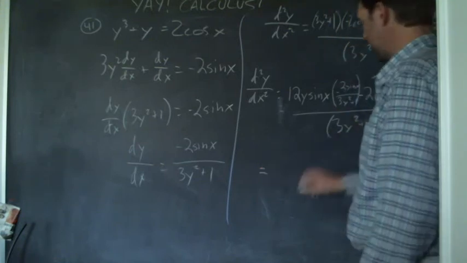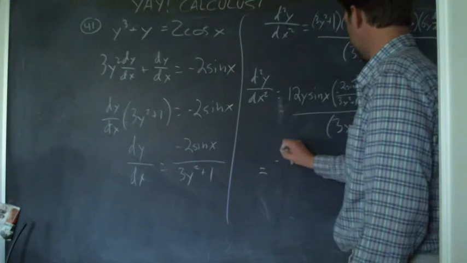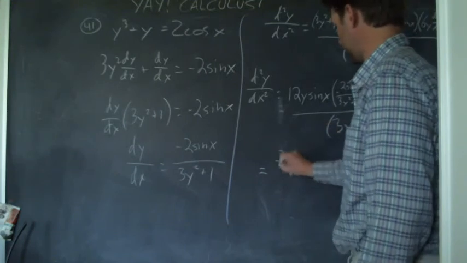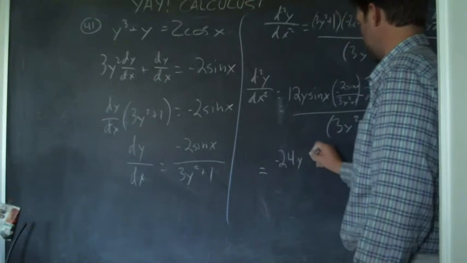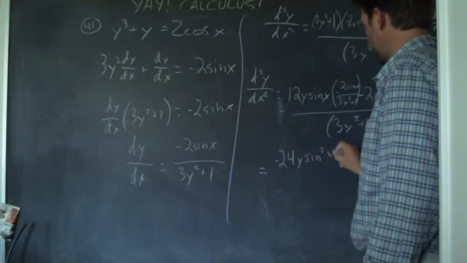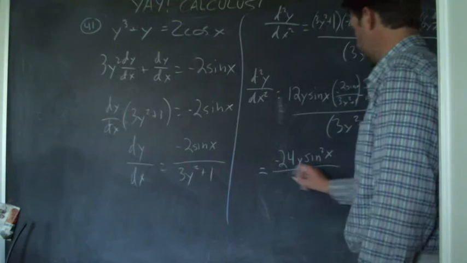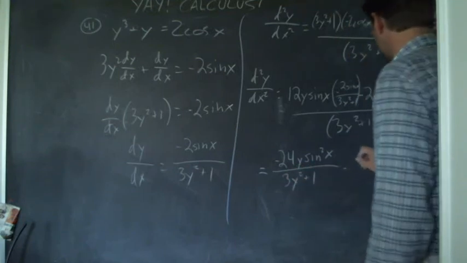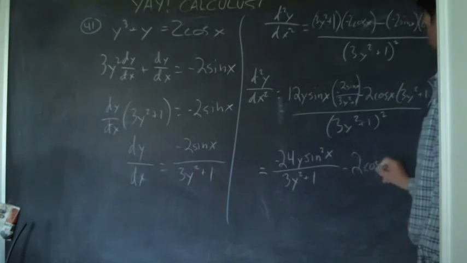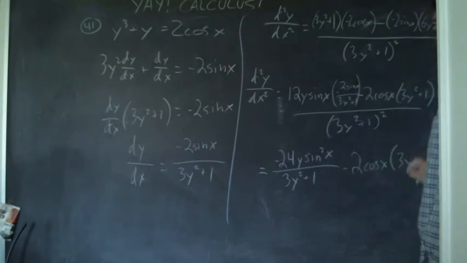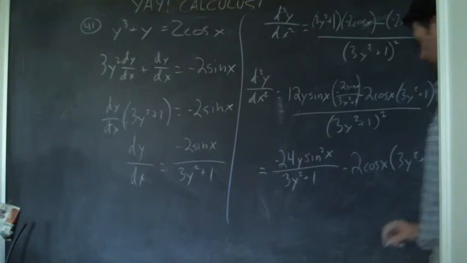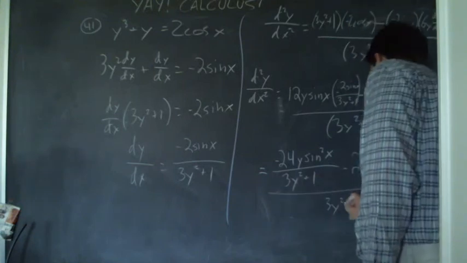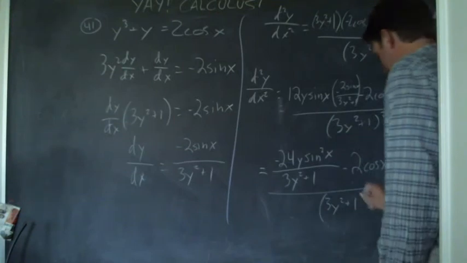So we'll put these up top. Sorry, this goes up top. So negative 24 y sine squared of x all over 3y squared plus 1, and minus 2 cosine x times 3y squared plus 1 all over 3y squared plus 1 squared.